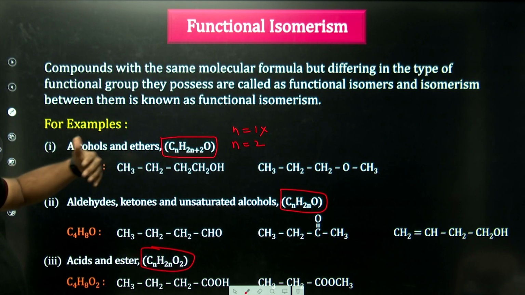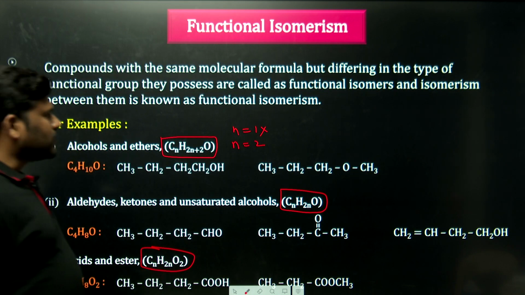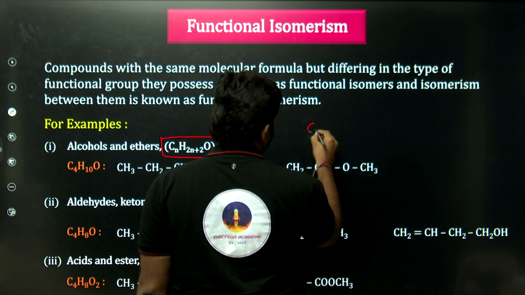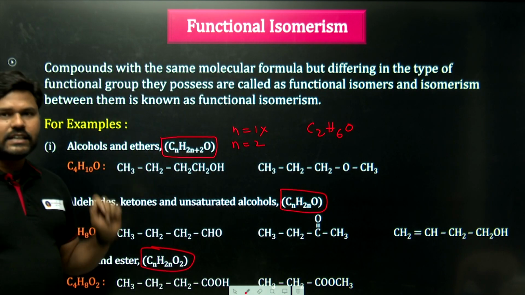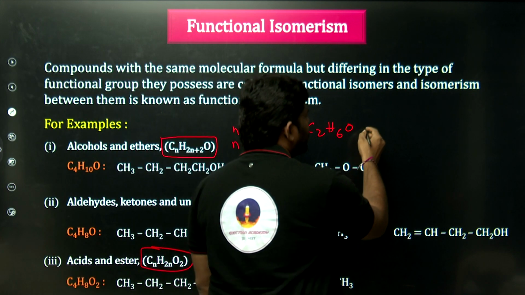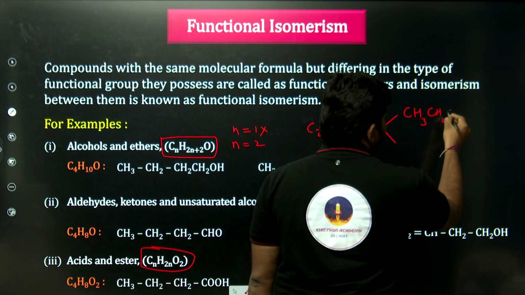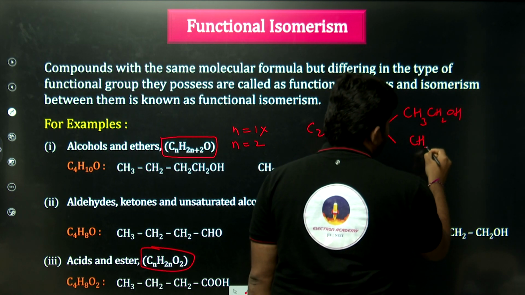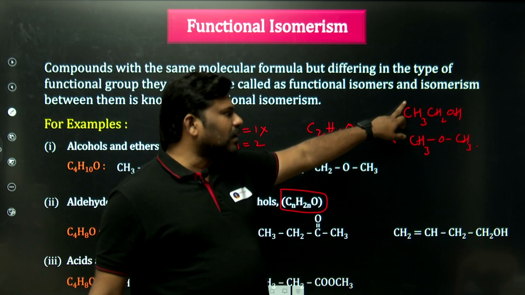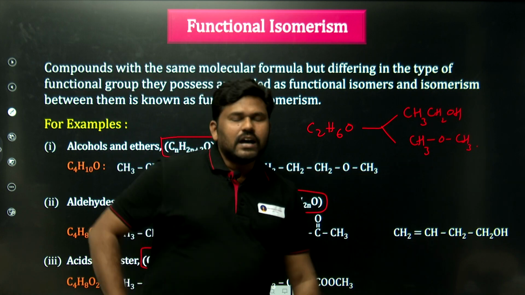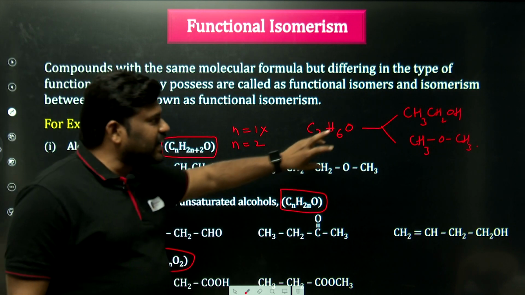For example, taking n equal to 2, the formula is C2H6O. I am writing 2 things here. One is the alcohol: CH3CH2OH, ethanol. The other is CH3OCH3, dimethyl ether. One is an alcohol, another is an ether, so both have the same molecular formula but different functional groups.